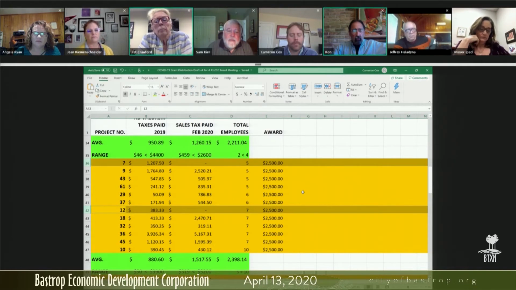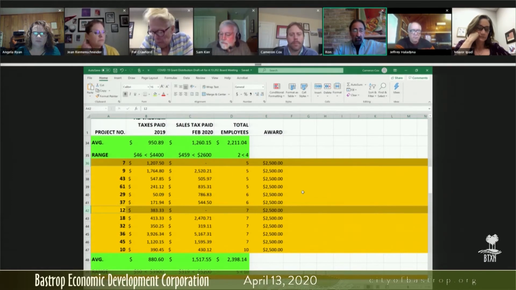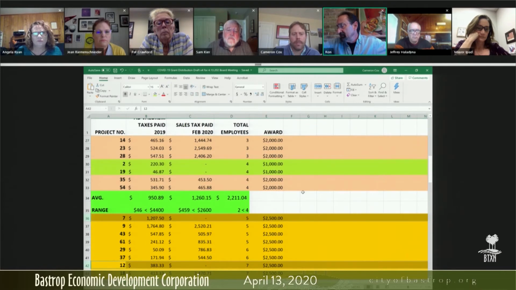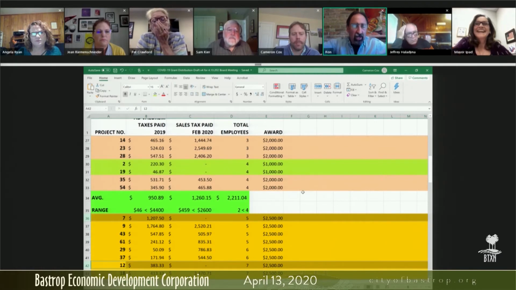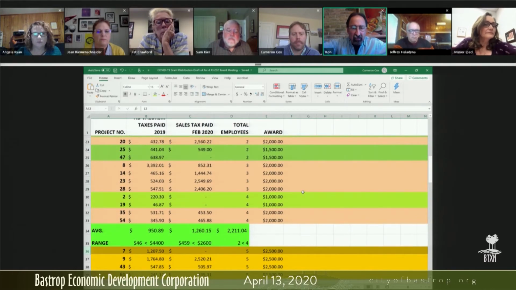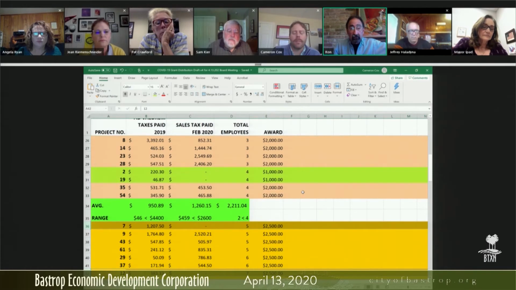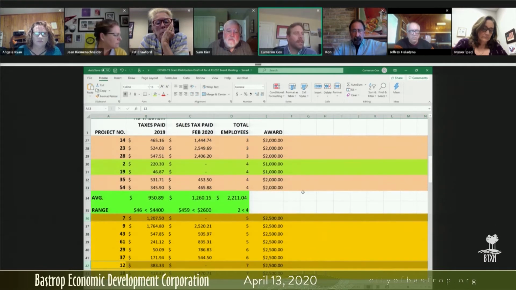I'm also going to take it that number 9 is basically the same example as the one we had on the last conversation, on the peach color. It's $2,500 a month, just like number 20. Number 9 and 20 are similar in as much as the amount of taxes they pay. But you've got 5 employees versus 2 employees. So I guess that's kind of the justification there for the added $1,000 for the additional 3 employees. Yes, sir. That's correct. Thank you.